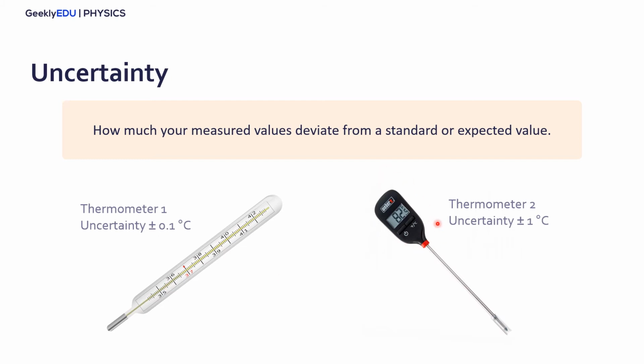Now, if you're using thermometer number 2 here to measure the temperature of your steak, for example, your food, this uncertainty is acceptable. It doesn't make much difference if your steak is 1 degree Celsius hotter or 1 degree Celsius colder than expected, right? So uncertainty is very important for measuring devices.